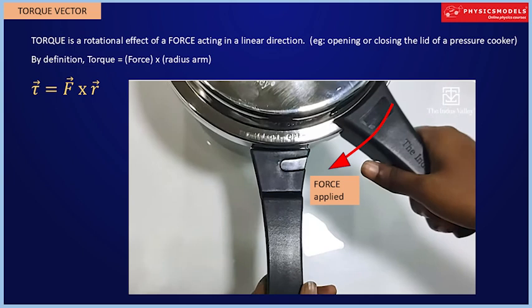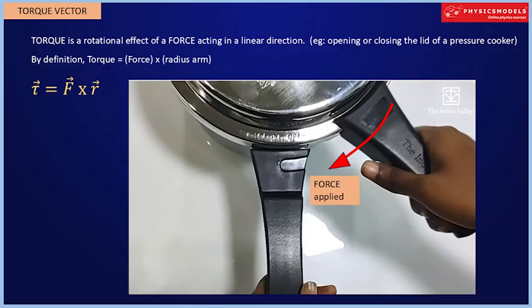Let us now analyze the torque vector. It is a cross product of the force vector and the radius vector. As you can see in the sketch, the force vector is a straight line at every instant of time and that acts perpendicular to the radius arm.